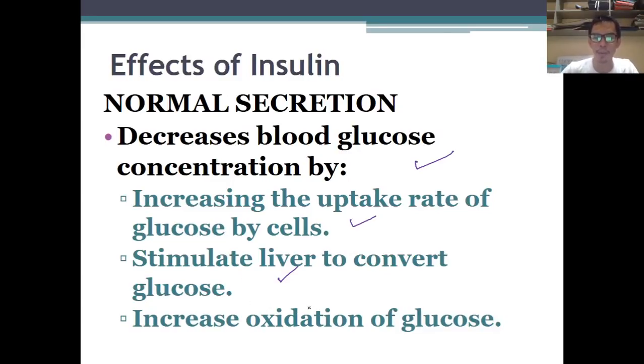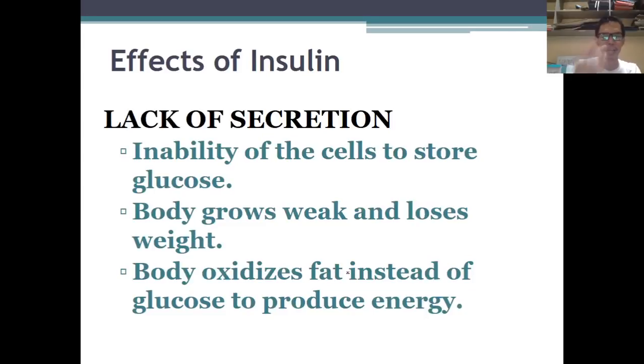Next, another one is increased oxidation of glucose. So in this case, it is increased breakdown of glucose for metabolism. And as you break down glucose, as you recall, you release energy. Next, lack of secretion or inability to secrete insulin will obviously have the opposite effect: inability of the cells to store glucose. So the muscles will not be able to take in this glucose in the bloodstream, so it will accumulate there. The body grows weak and loses weight, and the body will not be able to oxidize this fat.